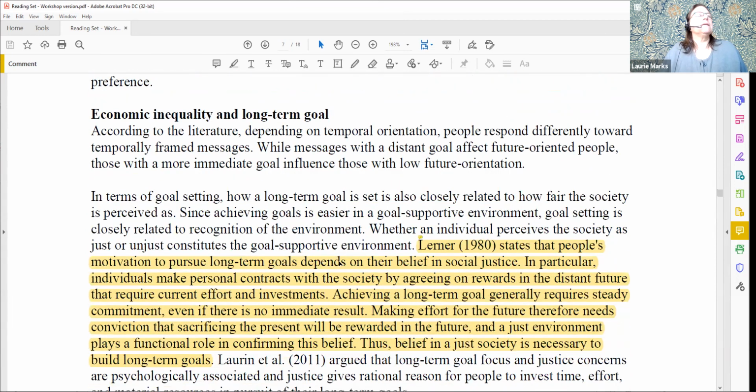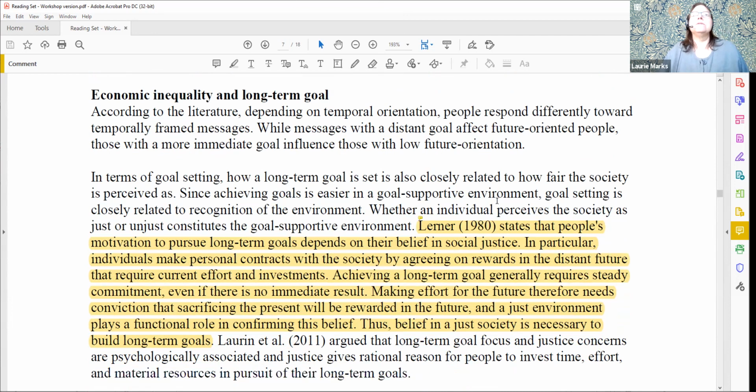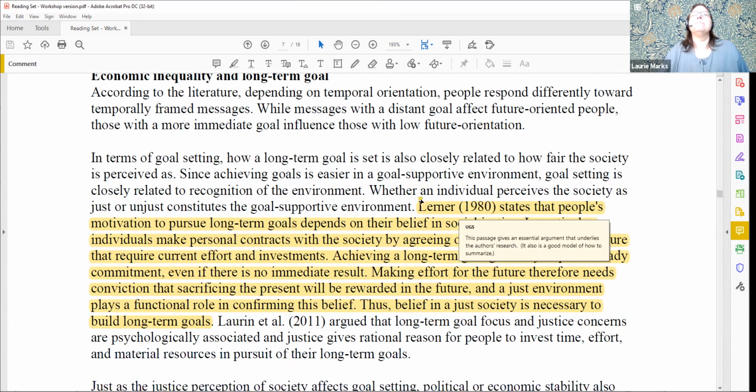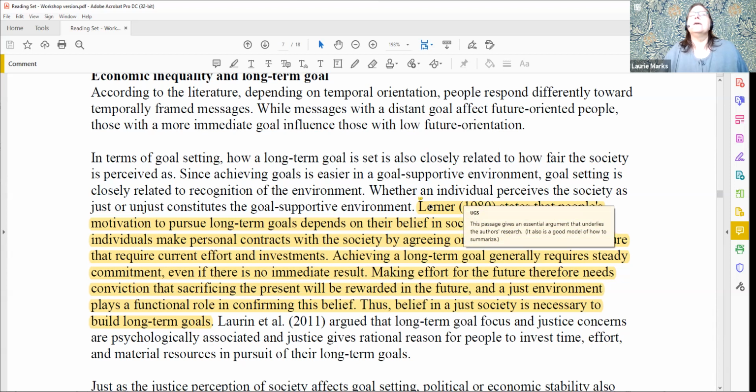So in the next section, they're explaining the relationship between economic inequality and long-term goals. And they summarize this passage from another person's research. The other person's last name is Lerner. They published in 1980. And I think that this is the argument that underlies the research that Bach and Yi completed.